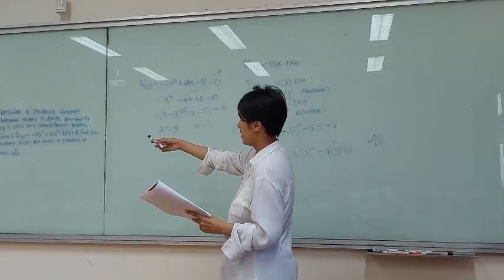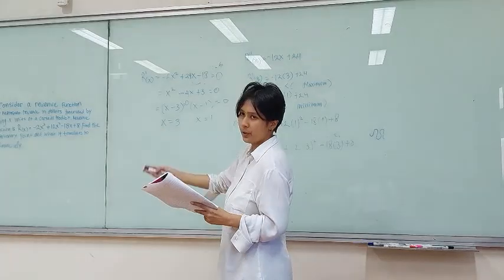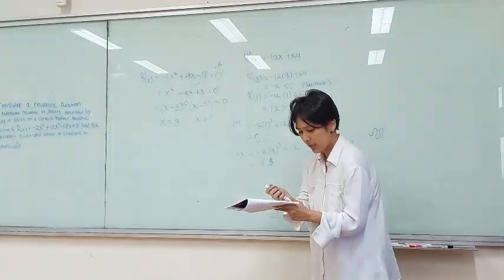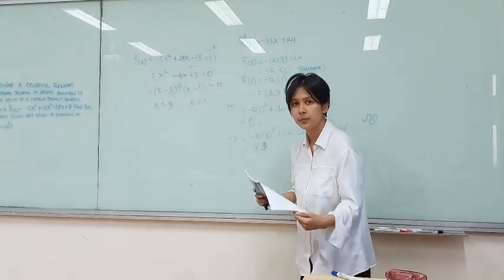As the function has mentioned, it represents the revenue in dollars generated by selling a certain number of units. Anyway, this has been my explanation, and thank you for listening.